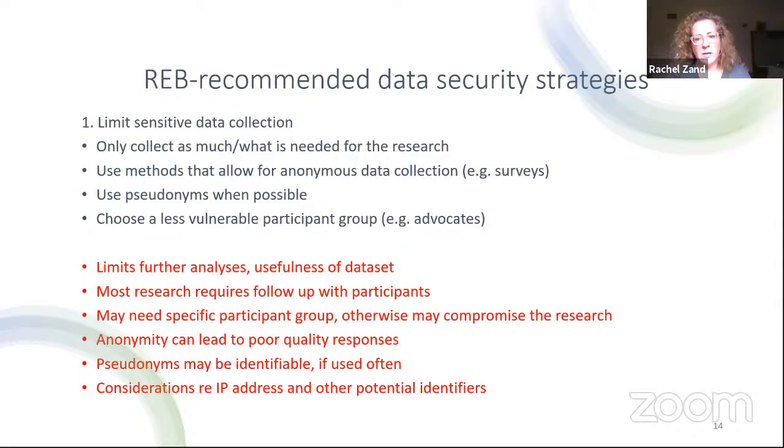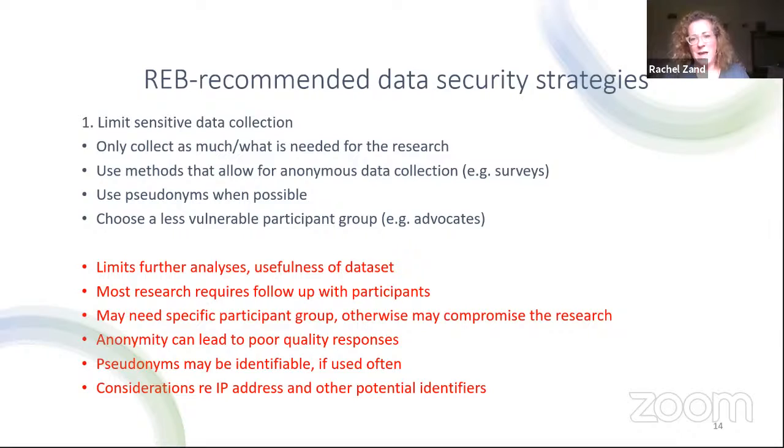And sometimes, if it's a really sensitive or vulnerable population, we ask that the researcher consider using a proxy that's of less vulnerability. So for example, instead of going to children who are, say, living with cancer, you may want to speak to healthcare workers who work with that population, for example. So the problem with those recommendations is that sometimes you're limiting the ability to analyze the data you need and the further usefulness of the data set.